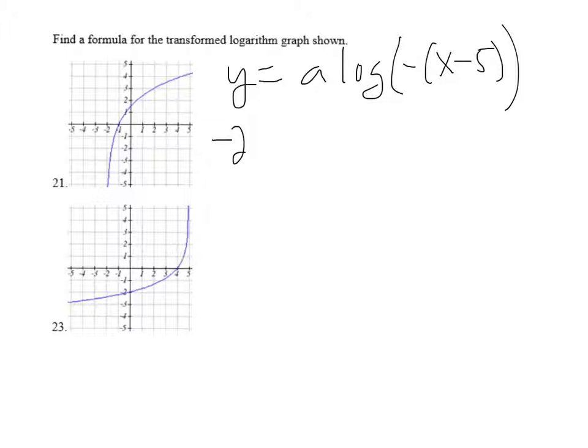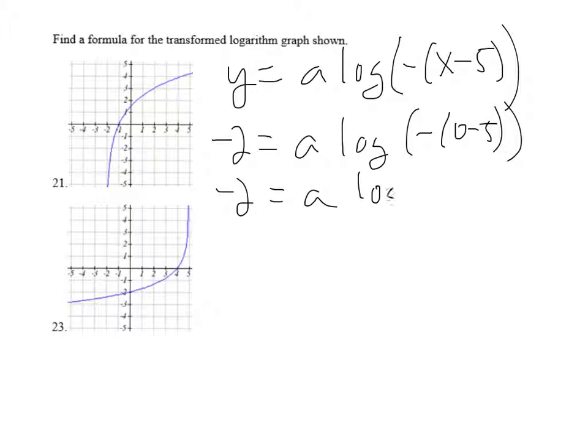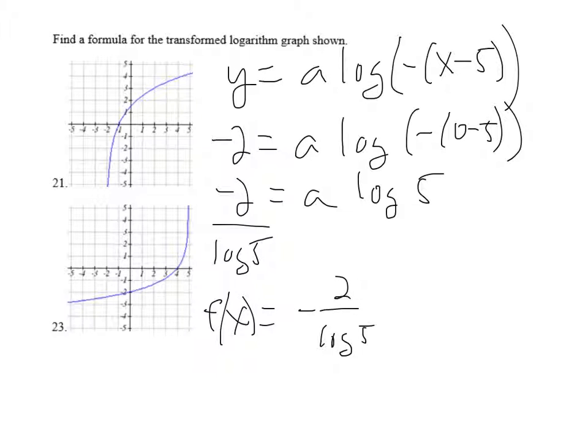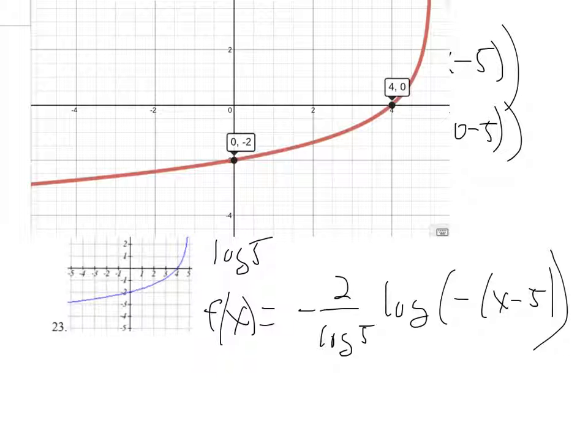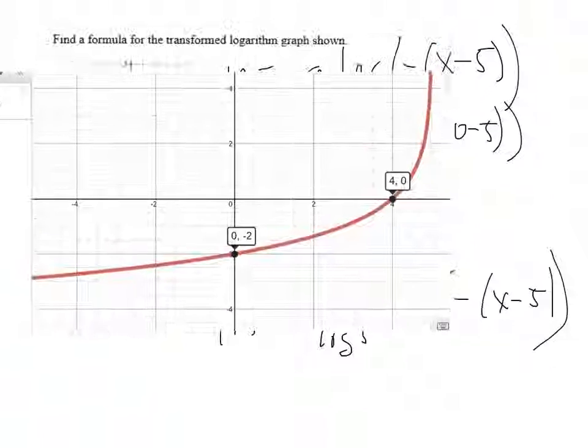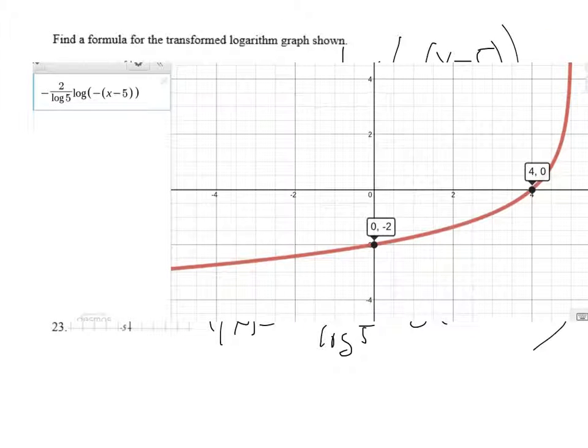So negative 2 equals a times the log of, let's see, negative 0 minus 5. So negative 2 equals a times the log of 5, I believe. So I divide by the log of 5. That should be what a is. So I'm hypothesizing that f of x equals negative 2 over the log of 5 times the log of negative x minus 5. So graphing that in Desmos, it looks like it's about the same graph. So I think we're good. Okay, so hopefully this will help you answer those questions now.